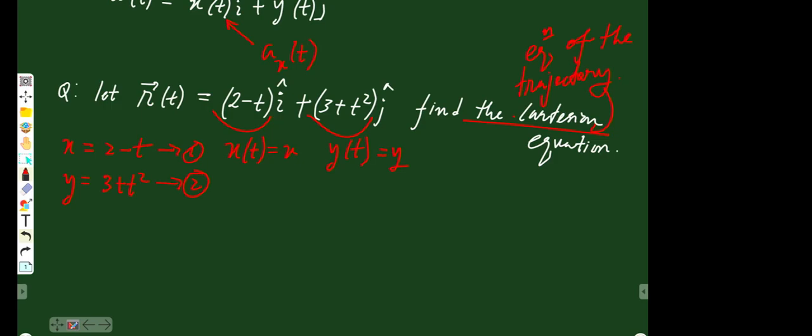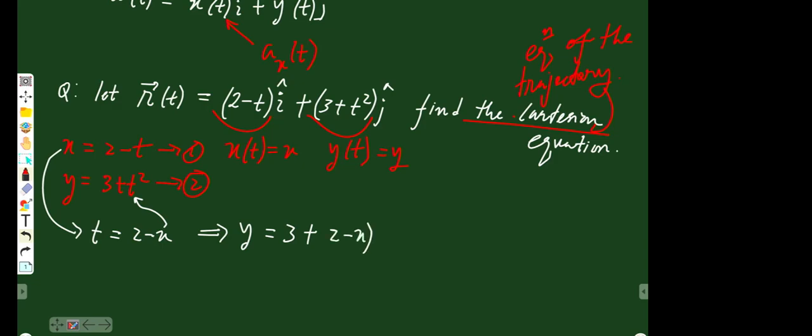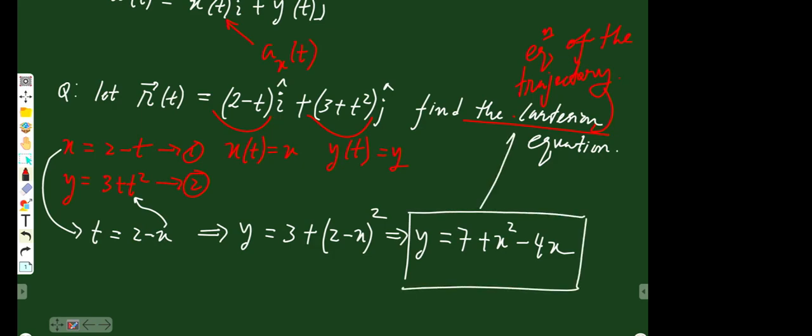Then from the first equation you make t the subject. You get t equal to 2 minus x, and then put this into the second equation. So y is equal to 3 plus t squared, where t is 2 minus x, squared. So the answer would be y is equal to 7 plus x squared minus 4x. This is the answer, this is the trajectory.